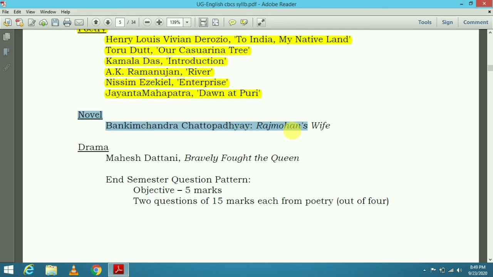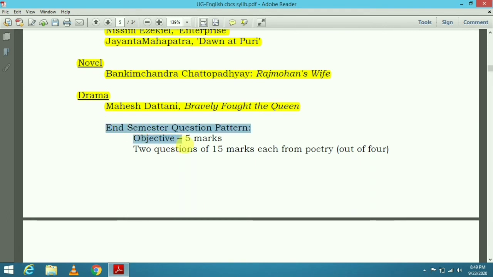Novel, Bankim Chandra Chattopadhyay's Rajmohan's Wife. This is a fantastic novel. Drama, Mahesh Dattani's Bravely Fought the Queen. Now let us look at the question pattern. Same as before, objective 5 marks.